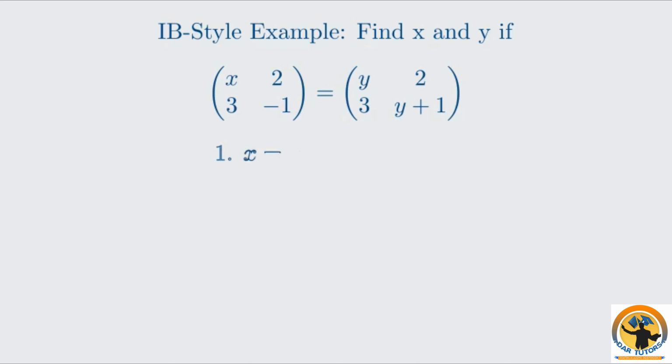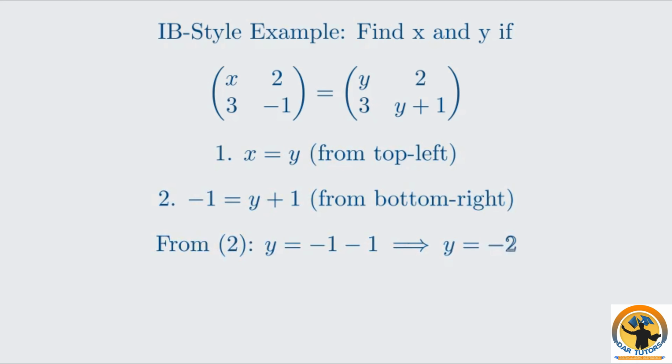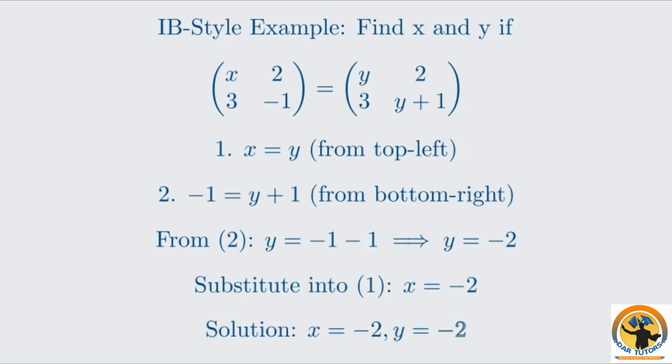From the first element in each matrix, we get the equation x equals y. From the 4th element, we get a second equation: -1 equals y plus 1. Now we can solve this system. Solving the second equation gives us y equals -2. Substituting this back into the first equation, we find that x also equals -2. The solution is x equals -2, y equals -2.